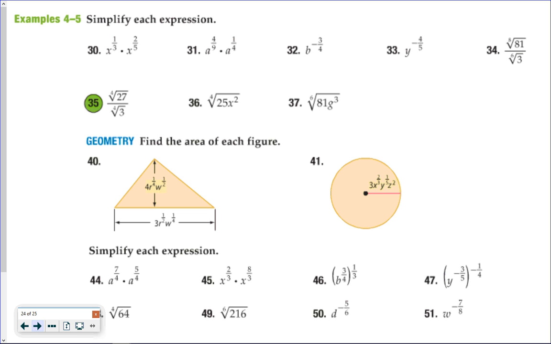So if the denominators are the same, do we add them? Got to get them to be the same, right?